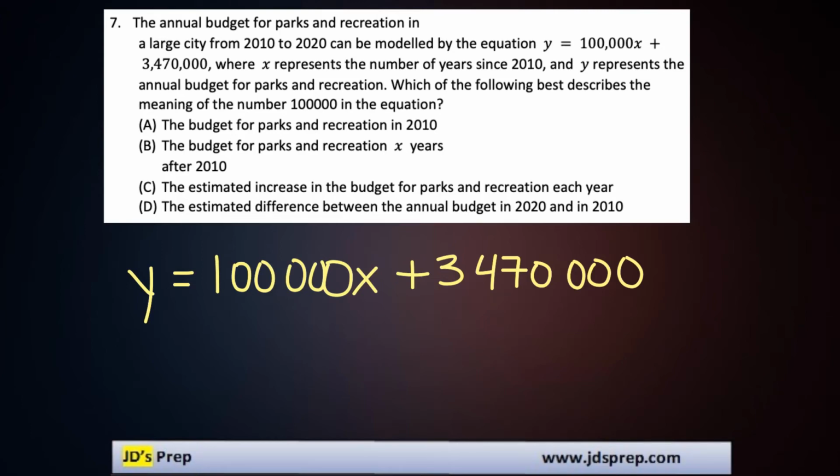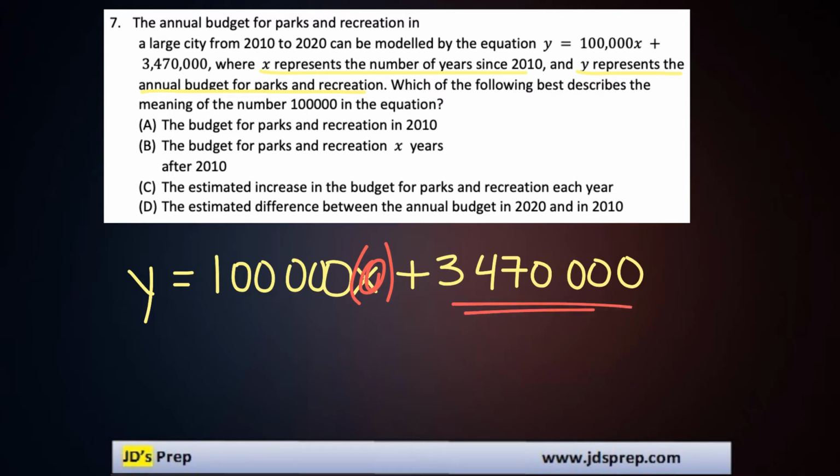In this problem, we're given the equation y equals 100,000x plus 3,470,000. We're told that y represents the annual budget for Parks and Recreation, and x represents the number of years since 2010. So for example, if we wanted to find out the budget for Parks and Recreation in the year 2010, we would replace x with the number 0, right?